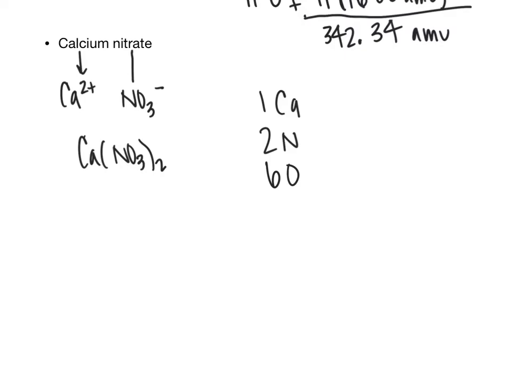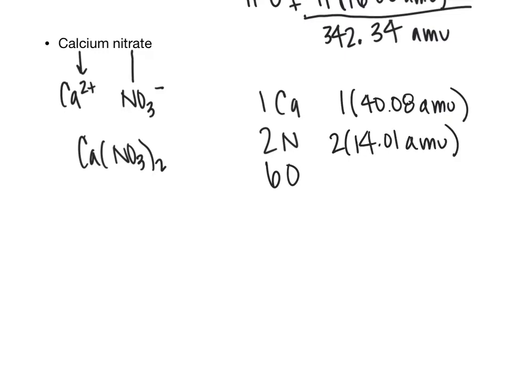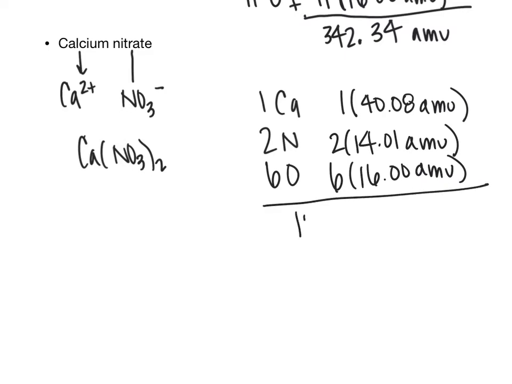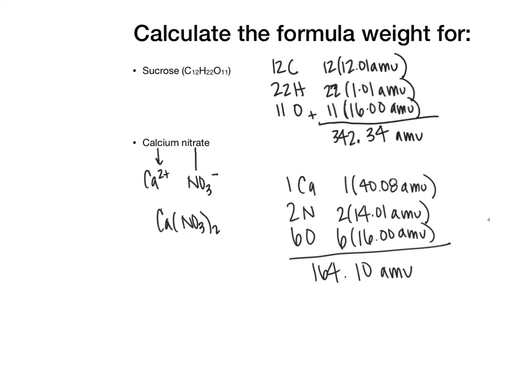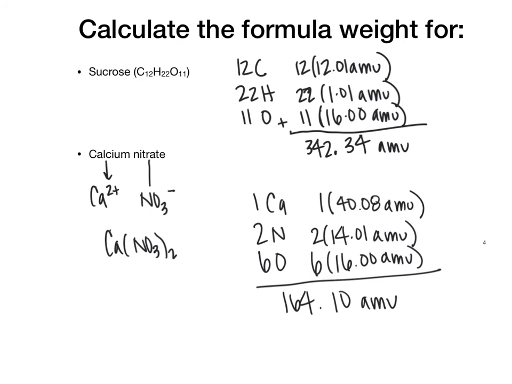So calcium is going to be 1 times 40.08 atomic mass units. Nitrogen will be 2 times 14.01 AMU. And oxygen is 6 times 16.00 AMU. When we total those up, we will get 164.10 atomic mass units. So in this case, the formula weight for anything is just a total of what we see in the periodic table.